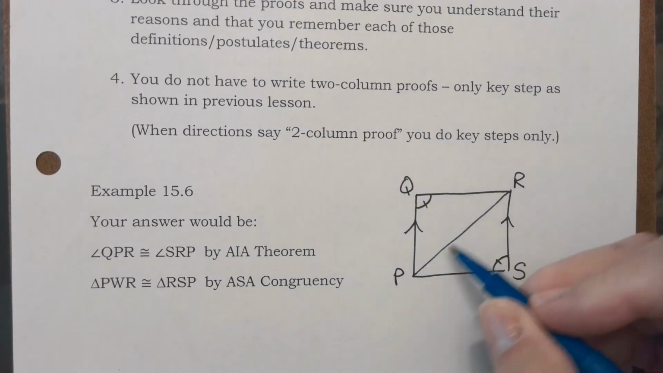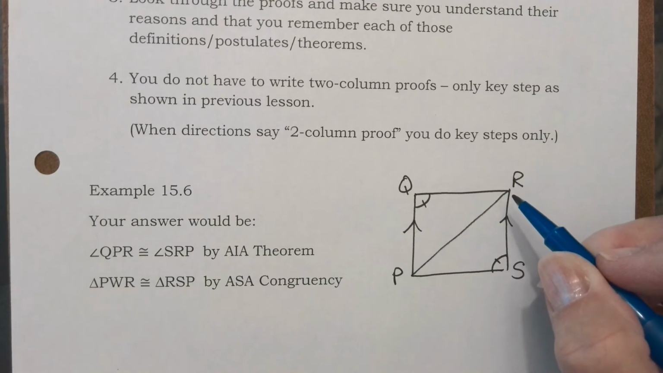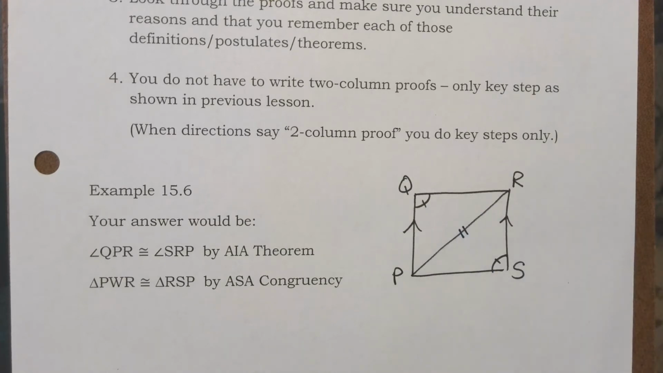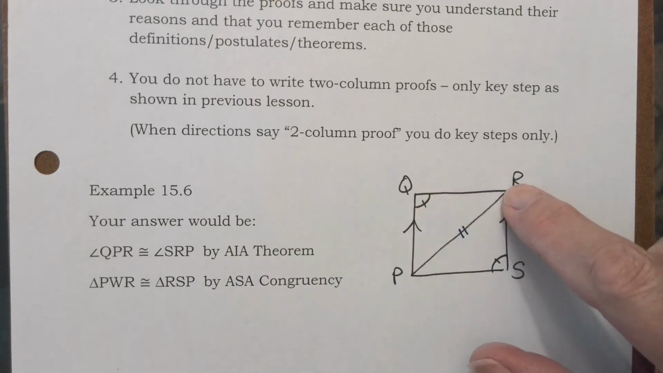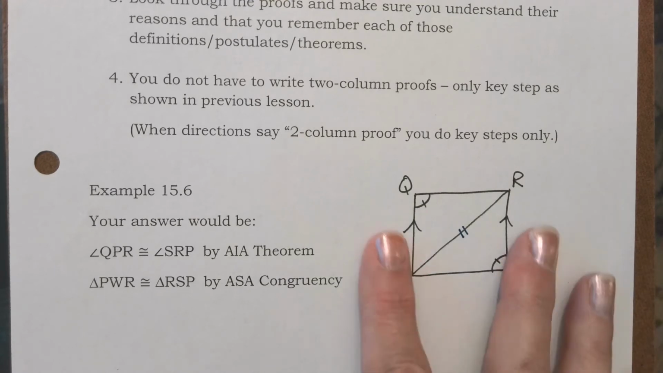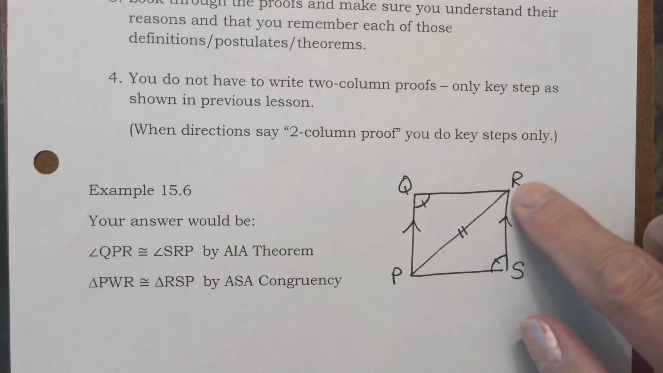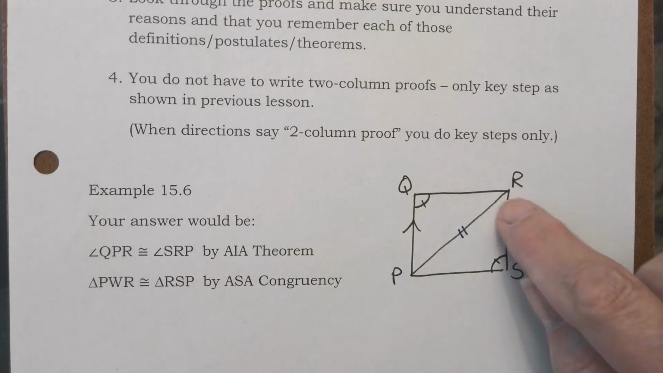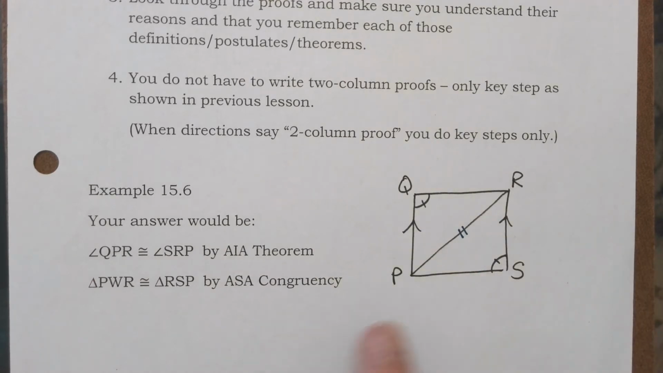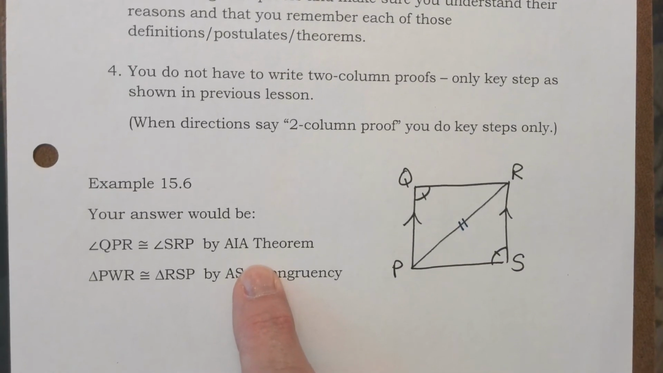We know that this is congruent by reflexive, and remember that's not a key step, so we can mark that on our diagram. So I'll do that. Now we also know that this angle QPR and this angle SRP, they would be congruent because we have 2 parallel lines cut by a transversal. So this angle and this angle, the 2 mentioned here, are going to be alternate interior angles. So we know that these 2 angles are congruent by the alternate interior angle theorem. So that's an answer you would need to include.